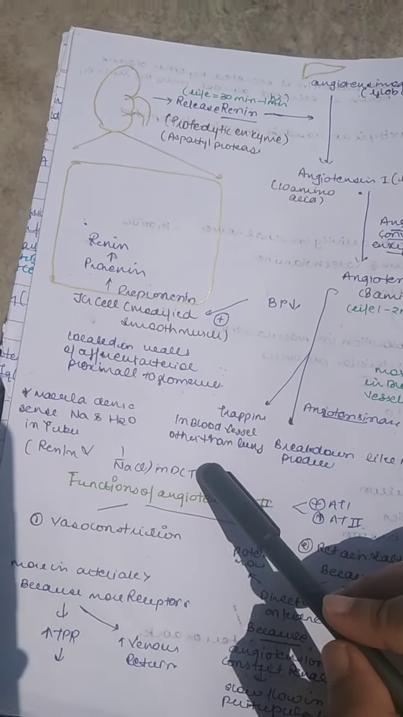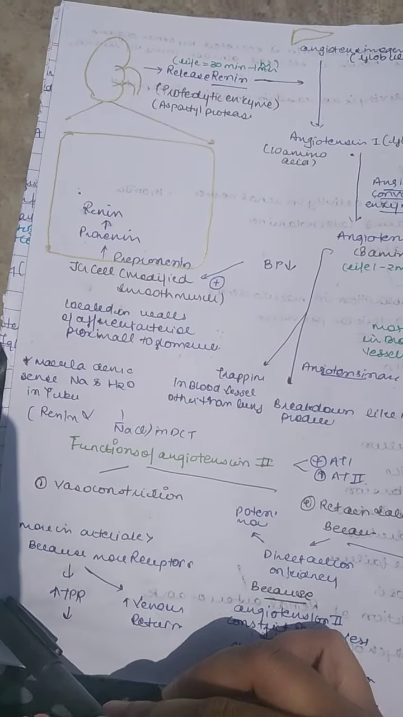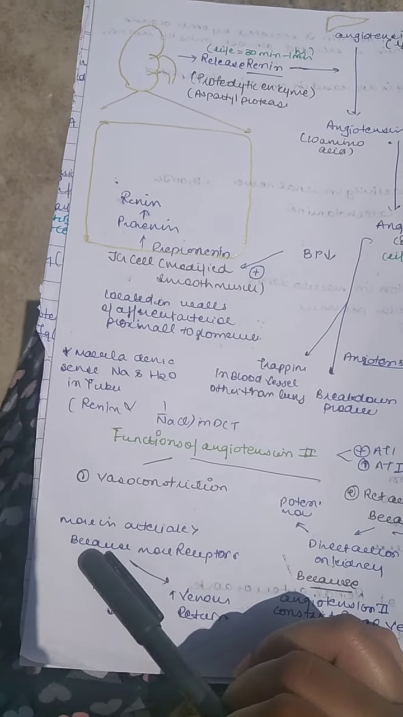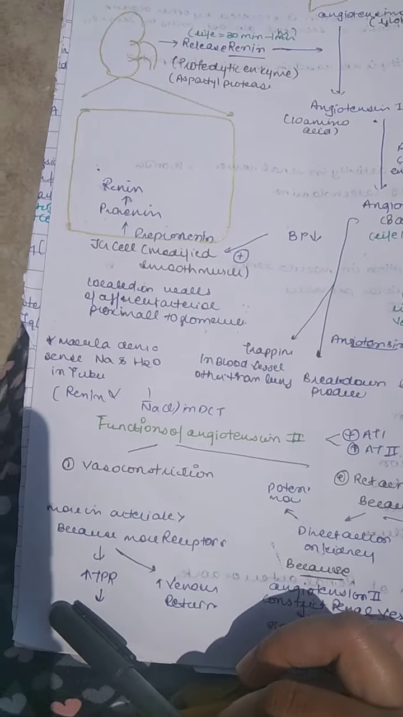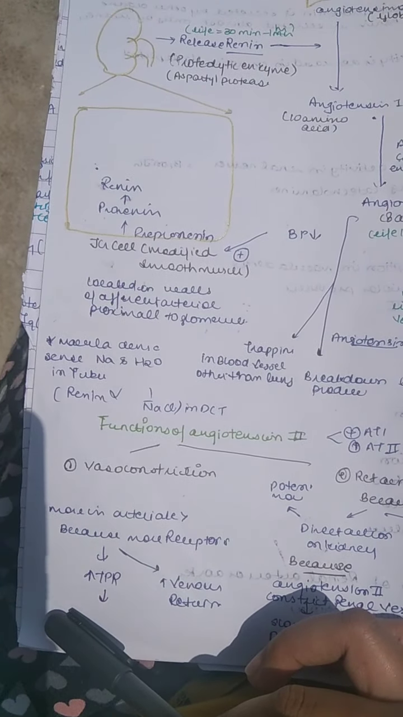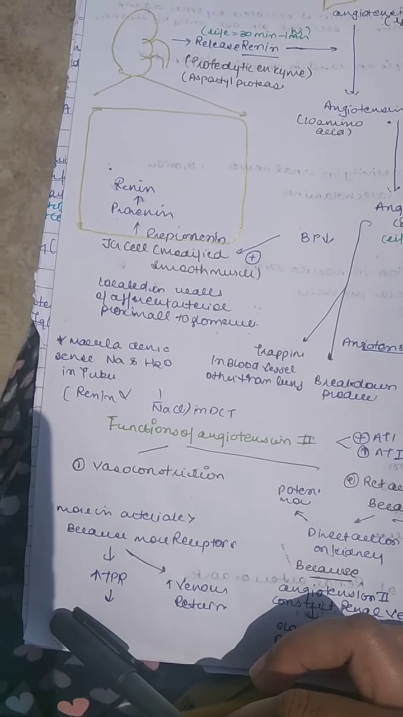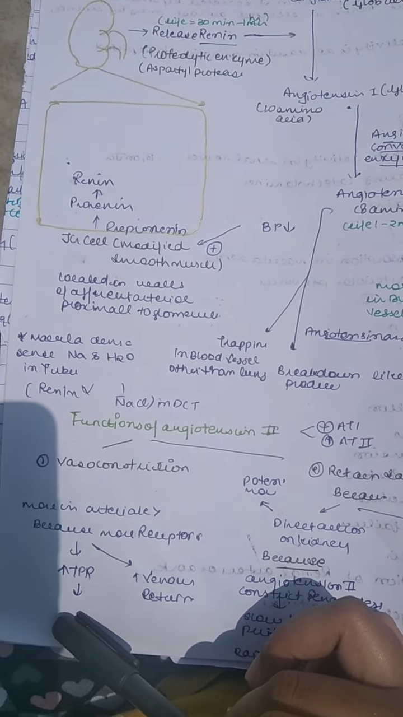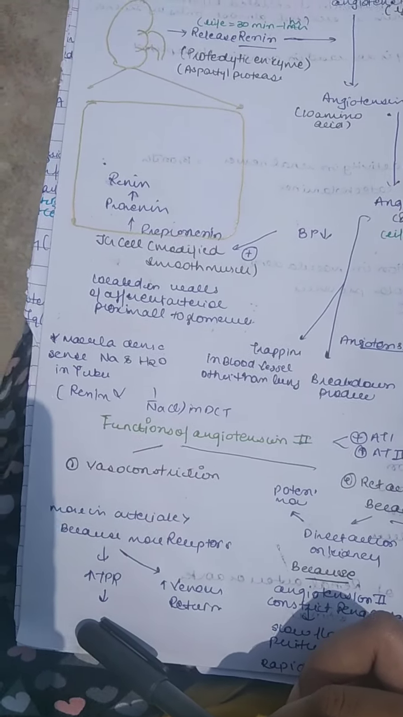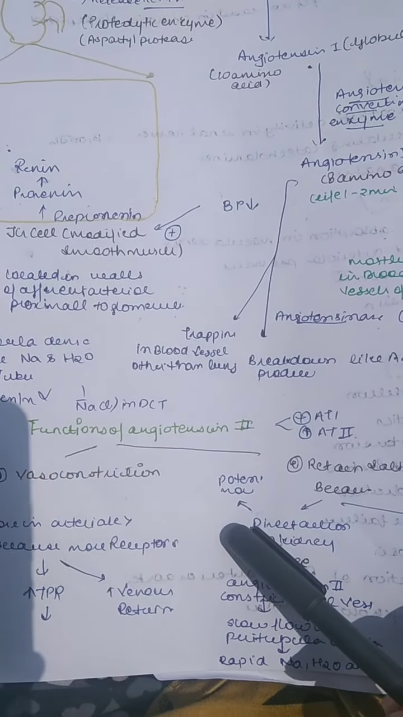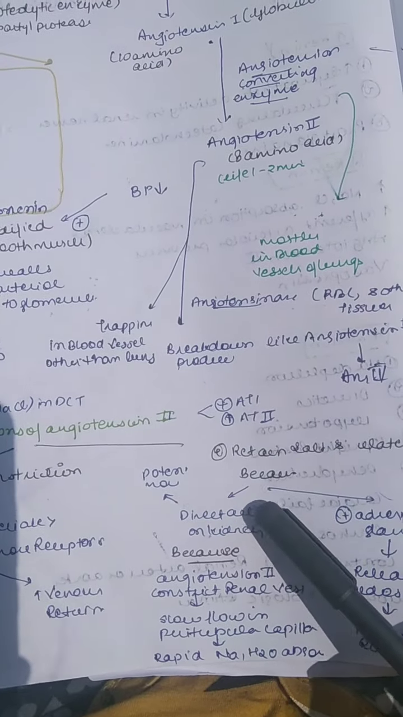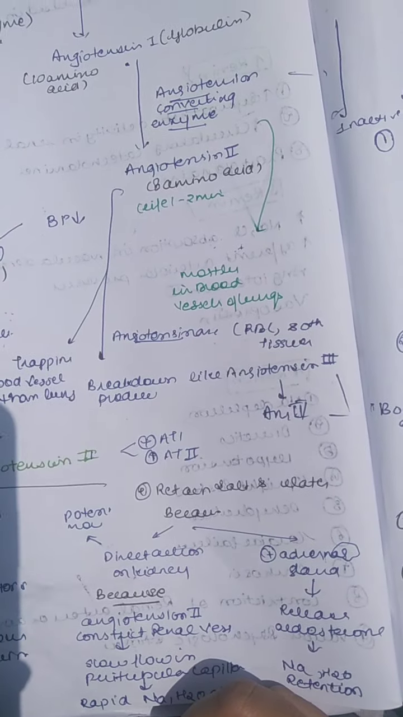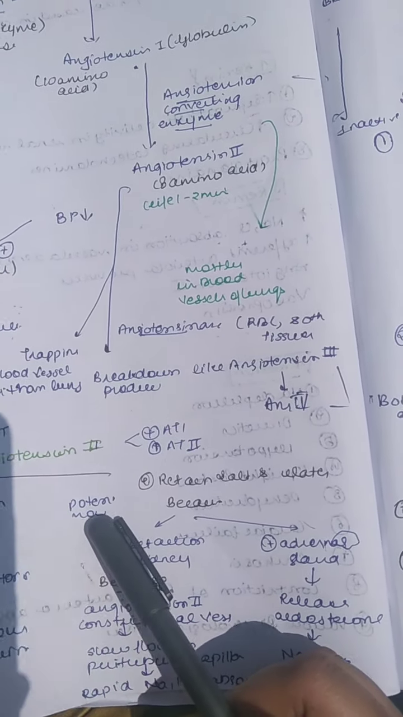Okay, so now what are the functions of angiotensin 2? The function of angiotensin 2 is vasoconstriction, and it is more in arterioles because there are more receptors. So what is the end effect? The end effect is increase in TPR and increase in venous return. All these will cause increase in BP, increase in cardiac output, and so on. Now it is a direct vasoconstrictor and retains salt and water. How does it retain salt and water?